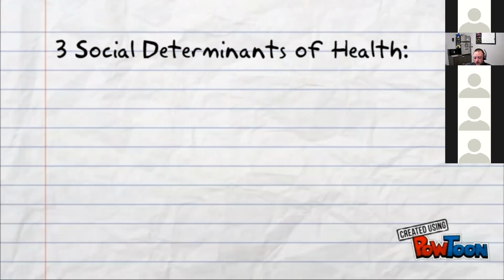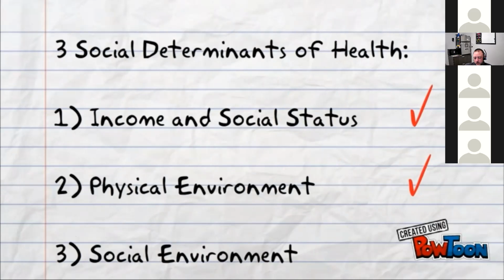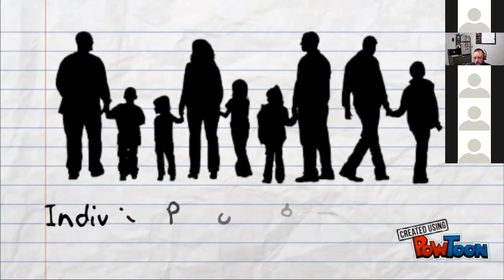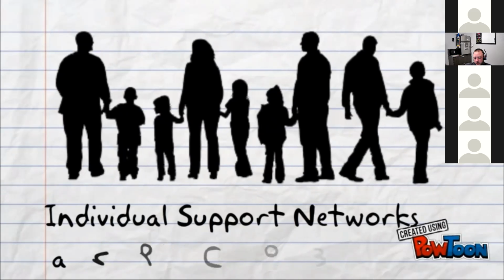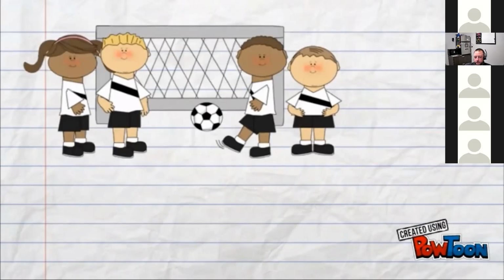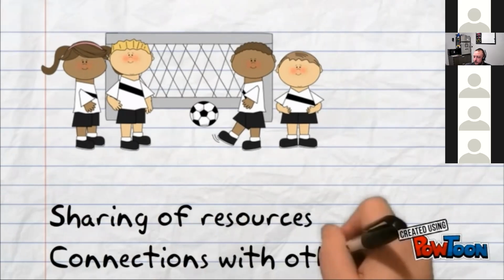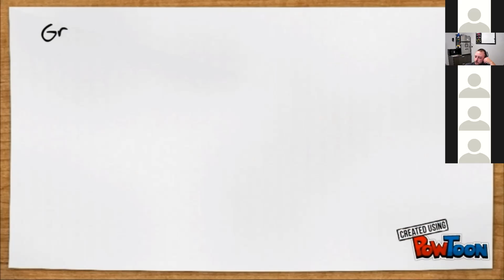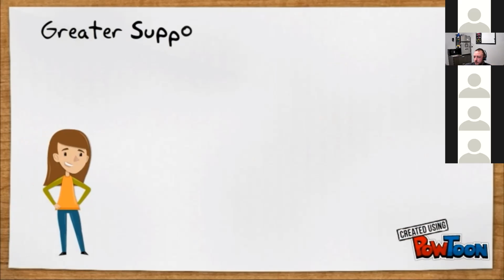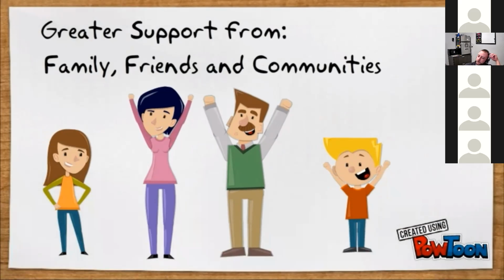The final social determinant of health we are going to talk about is the social environment, which includes individual support networks, as well as the broader social system of communities. For example, institutions such as sports leagues allow sharing of resources and help create connections with others. Greater support from family, friends, and communities has been associated with greater health for a number of reasons.